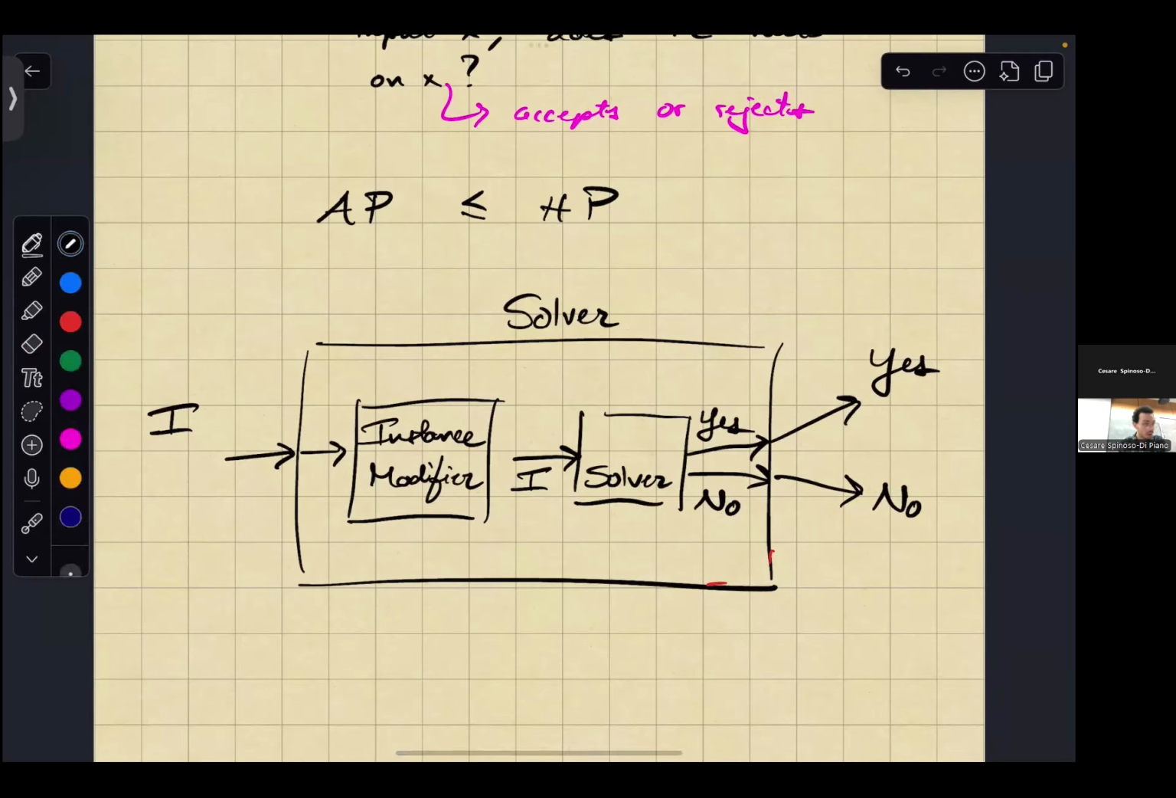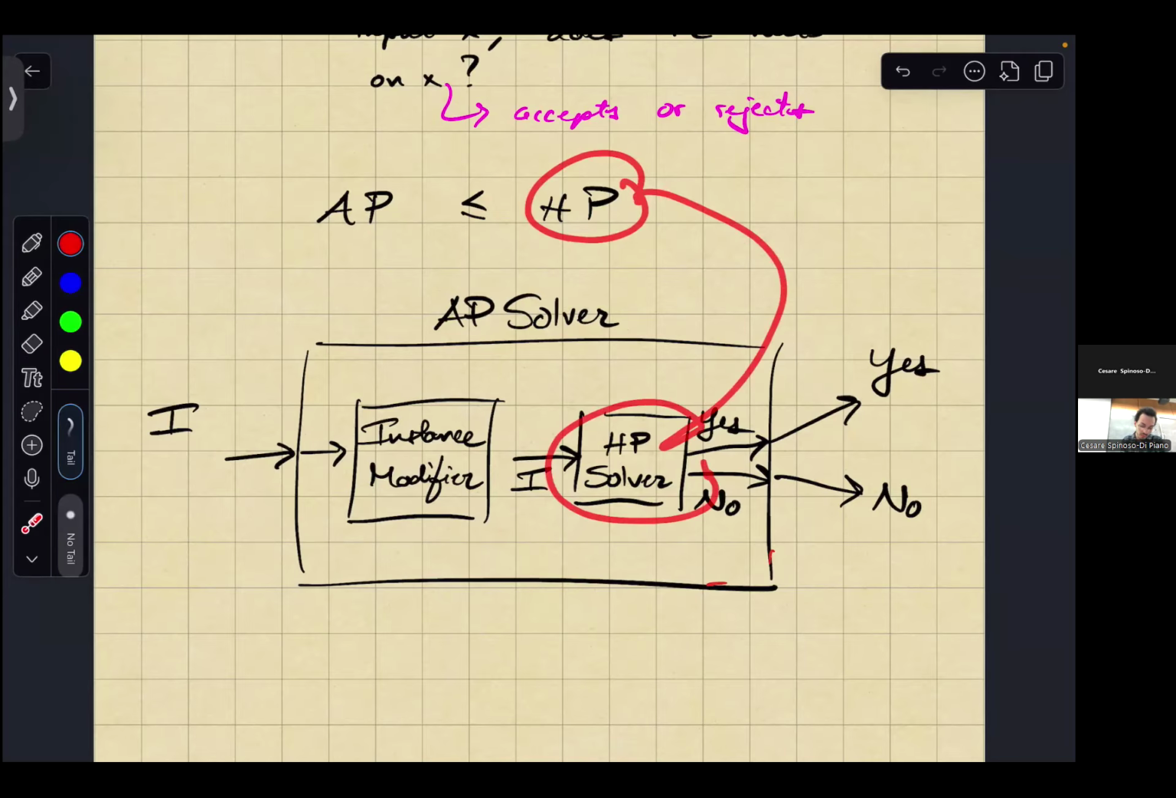So I want to make an AP solver from an HP solver, because I want to show that this is at least as difficult as this. So to do this, what I want to say is, if I could solve this, then I could use this solver to solve this problem. So yeah, very good.